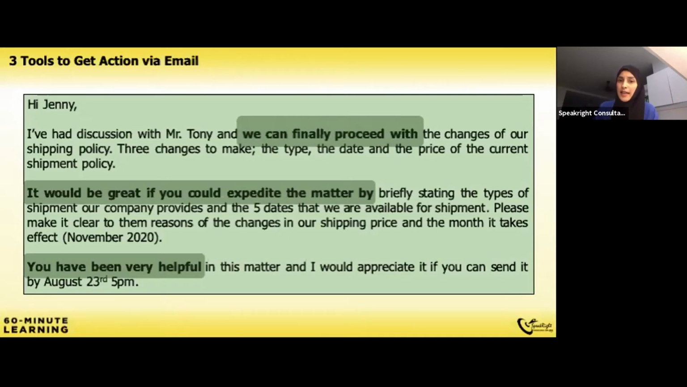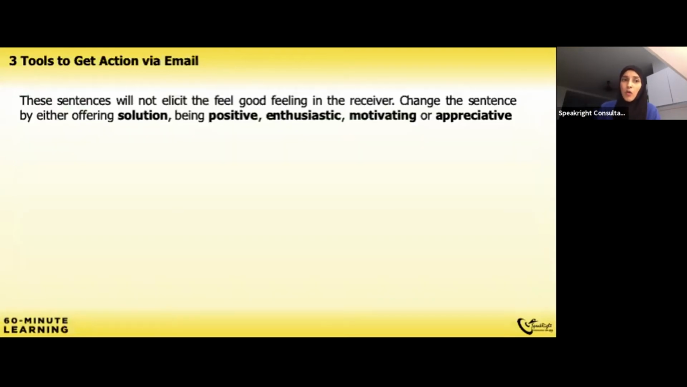Now, let's do some exercises here. I hope we have enough time. Let's look at how we can elicit the good feeling in the receiver. All right, now let's look at this. "I cannot make it."